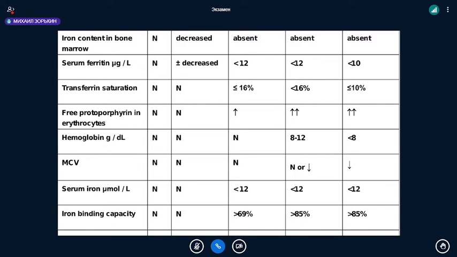And finally, the late stage of iron deficiency. Serum ferritin less than 10, hemoglobin less than 8, MCV is always decreased. So by this stage, there can be no normal size red blood cells. Every erythrocyte is small. Total iron binding capacity more than 85%. And please pay attention, epithelial changes and cytopenic symptoms will be detected by the time of the late iron deficiency.